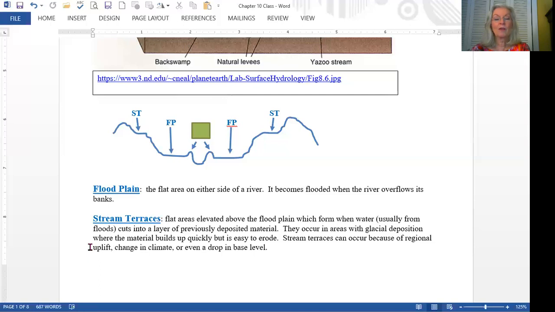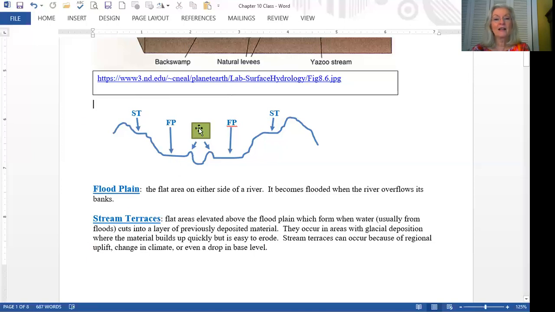Or it could be a drop in what we call base level. Base level is where the water finally ends up. It could be the ocean, it could be a large lake, it could be an underground lake where the water hits a resistant rock formation. So there are a variety of ways you can have a stream terrace.